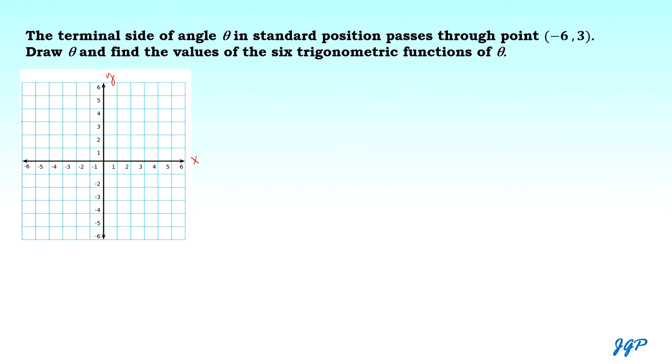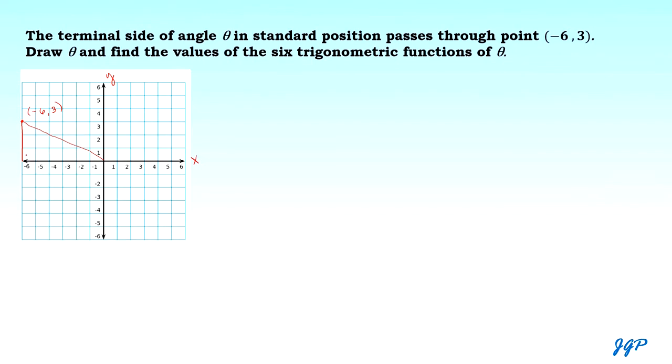And then, let's connect them. So, here now is the point. This one is (-6, 3). And to draw your triangle, draw a line from our point (-6, 3) to the x-axis. So, here it is. And another line from the point (-6, 3) to the origin.